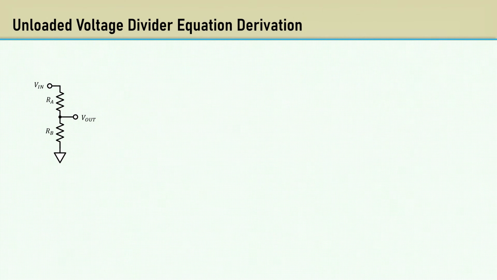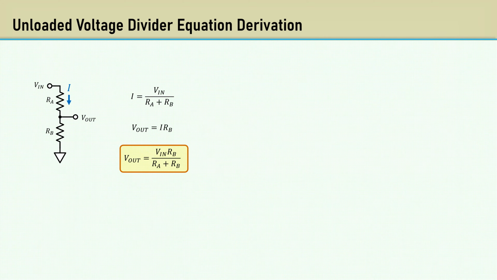Let's begin with the classic textbook unloaded voltage divider and derive its equation. The current I through the divider from Ohm's law is Vin over the sum of Ra and Rb. We can say that Vout is equal to the current I times Rb. Substituting the equation for I gives us the standard textbook equation for the voltage divider.